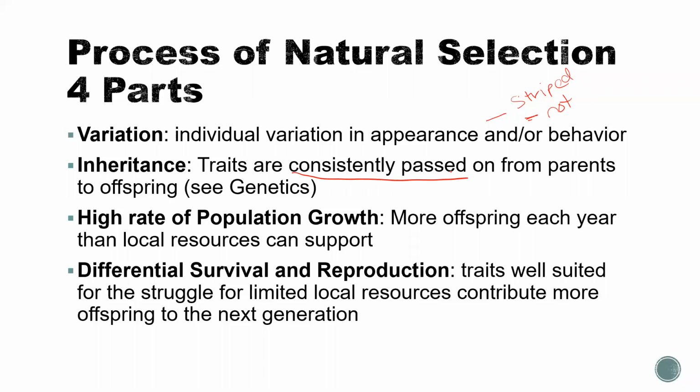That means we see this pattern from parents to offspring. So this was the reason we did genetics. We talked about genetics, like that is our inheritance. So the trait has to be able to be passed down. Some things are very easy to see how they're passed down.